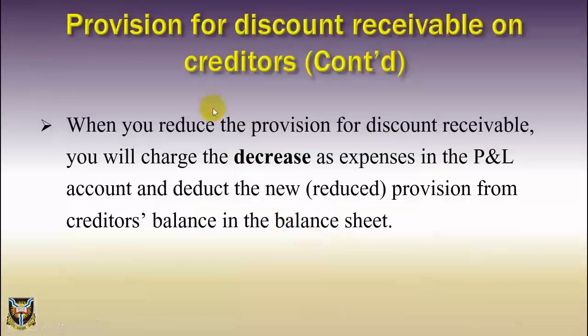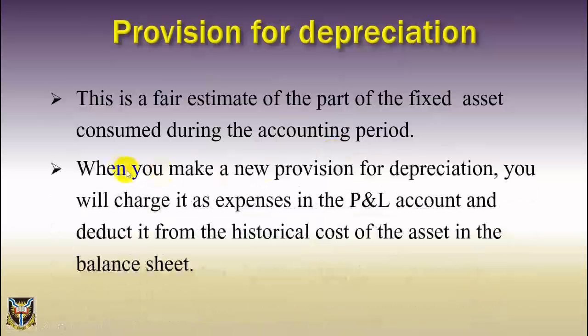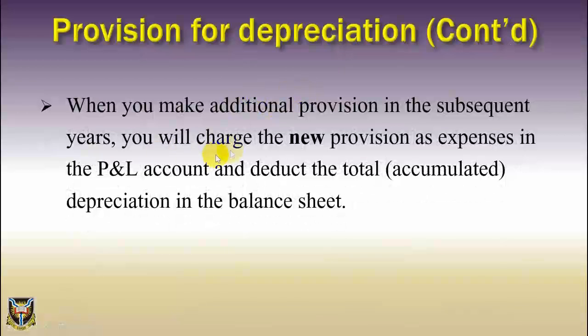J. Provision for depreciation. This is a fair estimate of the part of the fixed non-current asset consumed during the accounting period. When you make a new provision for depreciation, you will charge it as expenses in the profit and loss account and deduct it from the historical cost of the asset in the balance sheet. When you make additional provision in the subsequent years, you will charge the new provision as expenses in the profit and loss account and deduct the total accumulated depreciation in the balance sheet.